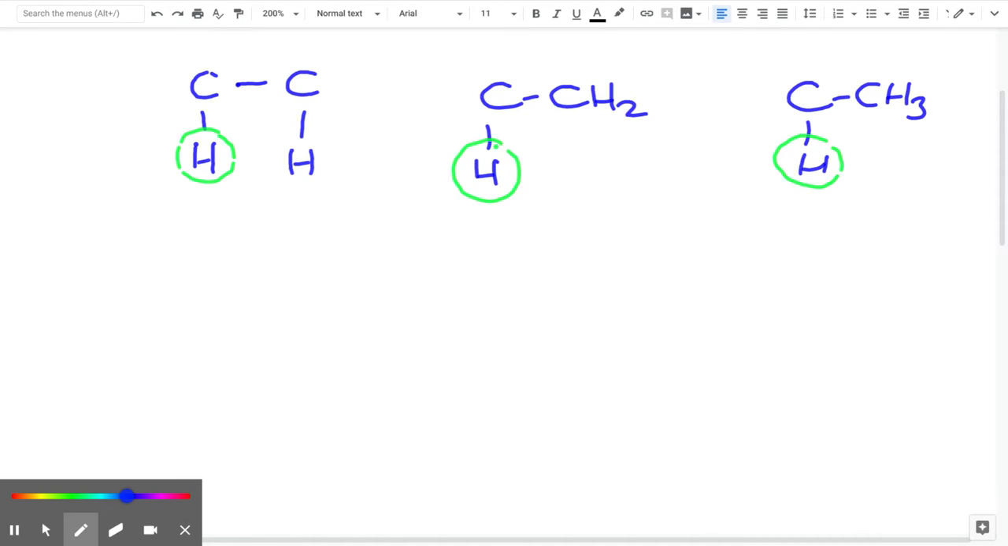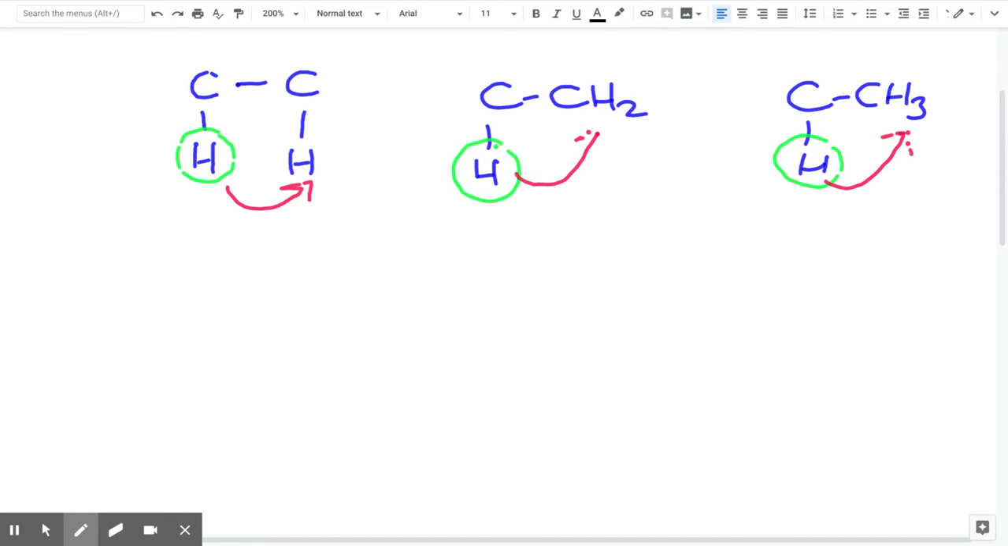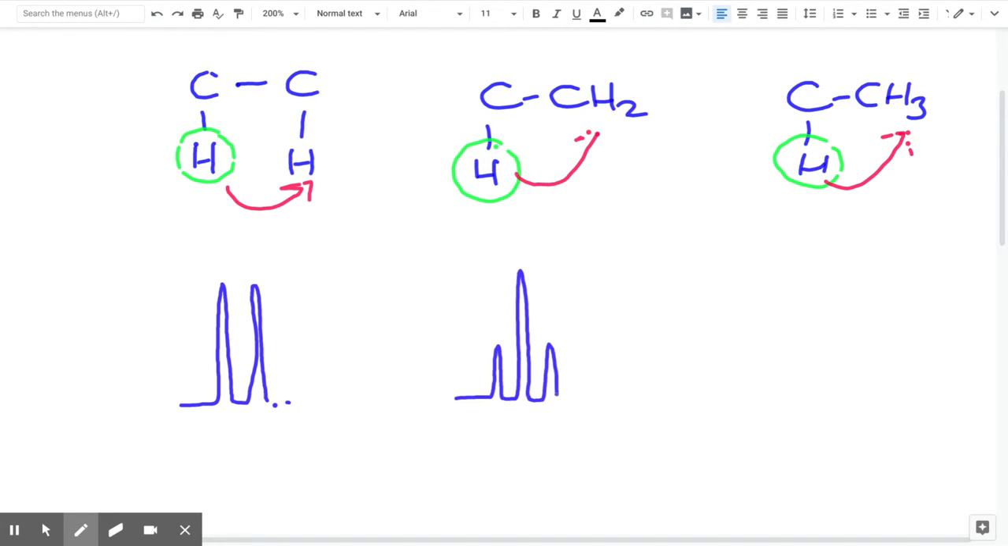However, we're now going to see evidence of splitting because of the adjacent protons to the proton that we're looking at. So in the first instance, it's next to 1 proton, and what we're going to see is that peak become a doublet of peaks. We're going to see in the second one that become a triplet of peaks, and in the third one we're going to see that singlet become a quartet of peaks.